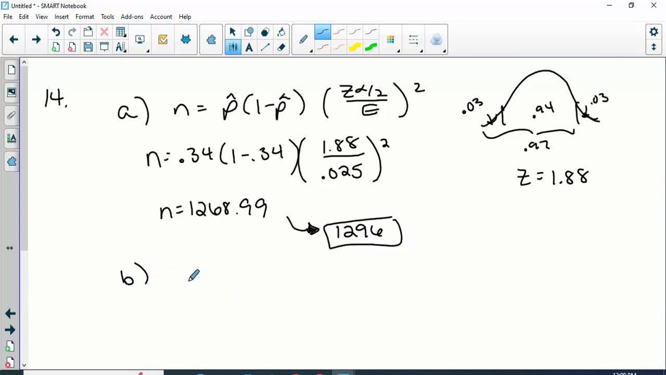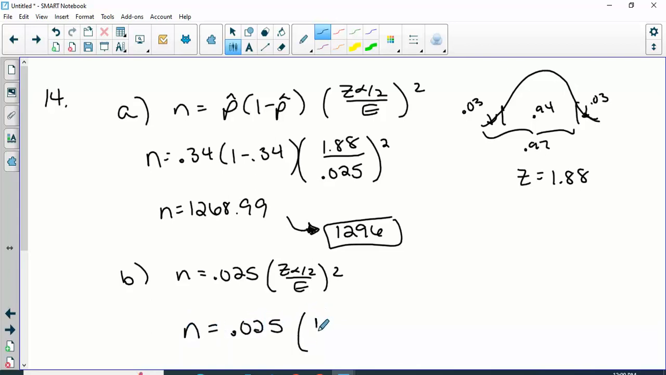Part B says if we don't use the prior estimate. So if you go back to your formula sheet, we're looking at that sample size bullet. The first formula is when we have a prior estimate. The second one is when we don't. So we have 0.025. Z alpha over 2 is the same one we already found. Error is the same as what we already had.